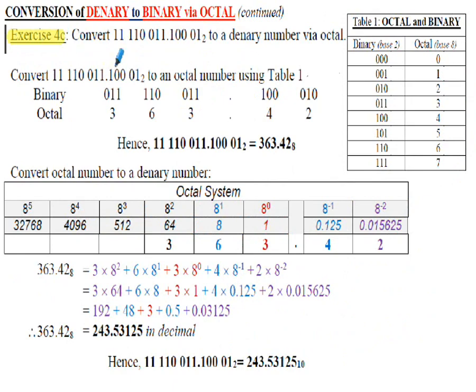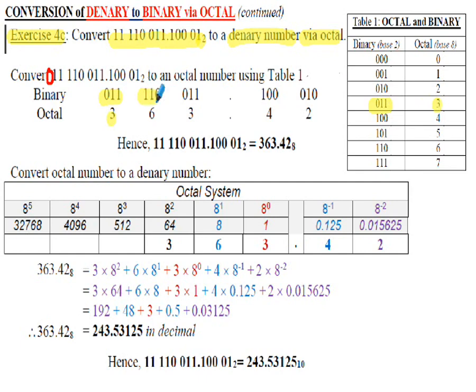Exercise 4C, we're asked to convert the binary number of 11110011.10001 base 2 to a denary number via octal. So initially we're going to write the binary number into octal using table 1. And just think of there being a 0 in front of the 1 here, if that helps you with the understanding of what follows. So taking 0, 1, 1 in binary on our table, 0, 1, 1 gives us 3 in octal, so I get 3 in octal.